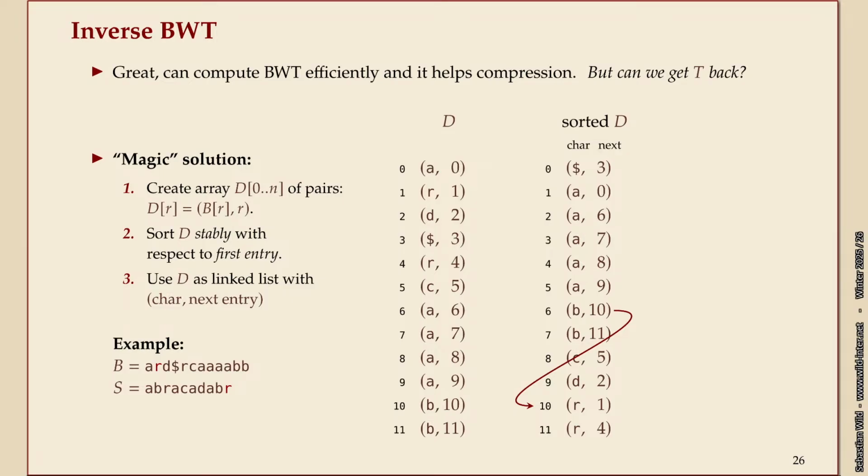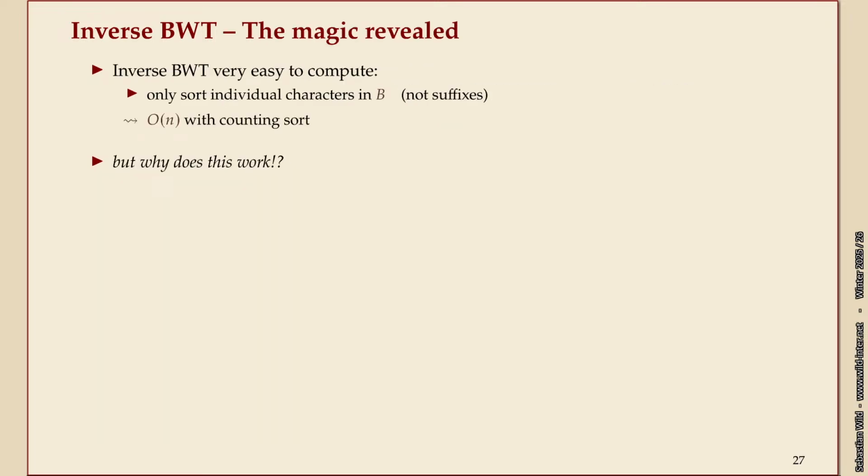And at some point you have to stop, right? How do you know how to stop? I guess there's two options. You know the total number of characters, so you could count. But you also know when to stop when you reach the dollar symbol. Abracadabra. Why does this work?